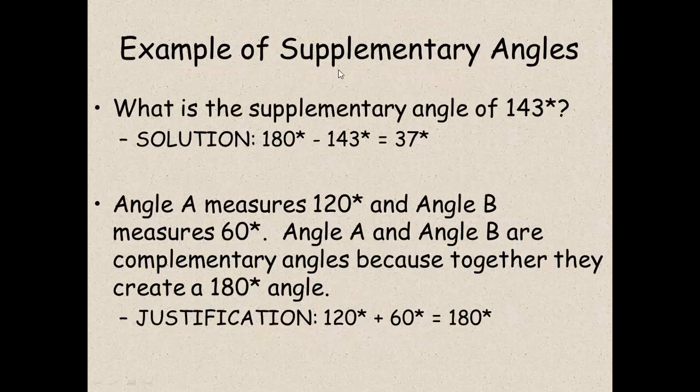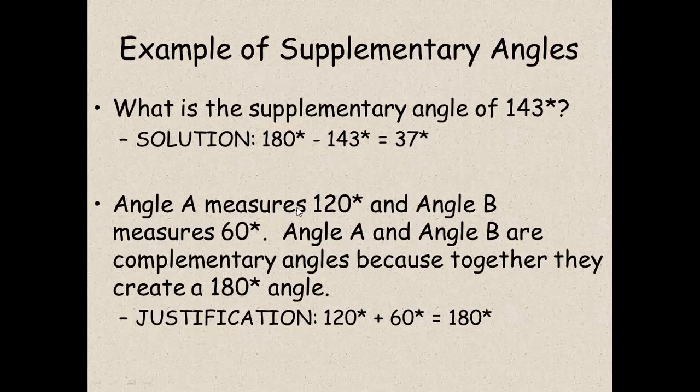Example of supplementary angles. What is the supplementary angle of 143 degrees? Solution: 180 minus 143 equals 37 degrees. You know the difference between a supplementary angle and a complementary angle? For supplementary angles, the sum of the measures of two angles equals 180, but for complementary angles, the sum of the measures of two angles equals 90. Then 180 minus 143 equals 37 degrees.